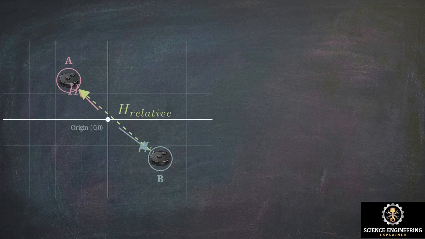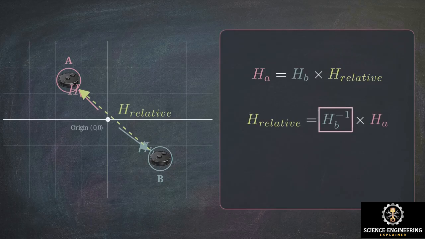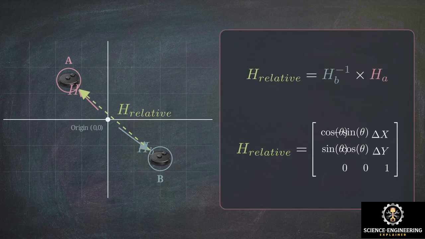We define this algebraically. Transform A is equal to transform B, multiplied by the unknown relative transformation matrix between the 2 robots. To solve for that relative transform, we rearrange the equation. We multiply transform A by the inverse of transform B. Calculating this inverse matrix isolates the exact spatial coordinates we need. The top right column of the resulting matrix yields the precise relative displacement values, delta x and delta y. This drives the system's collision logic.